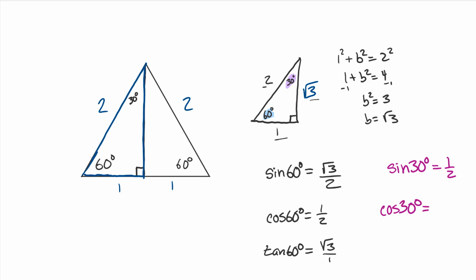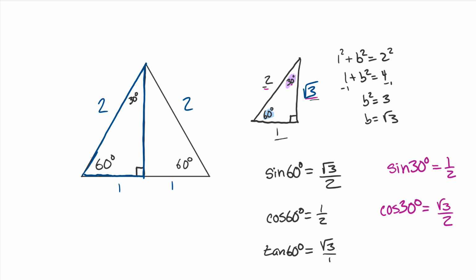Cosine of 30 degrees. So we have our adjacent over our hypotenuse. So this is root 3 over 2. Oh, weird. That's the same thing as sine of 60. Sine and cosine are actually called co-functions. Looks like complementary angles of co-functions are equal.